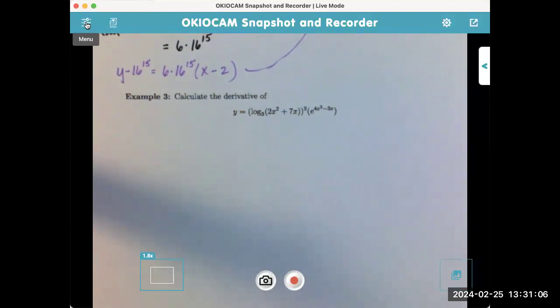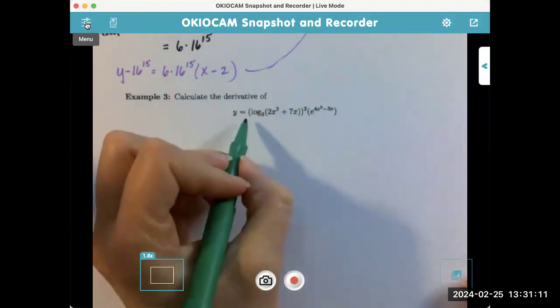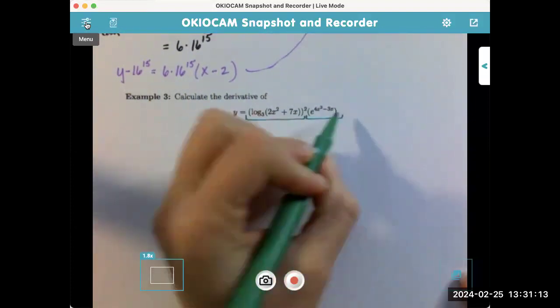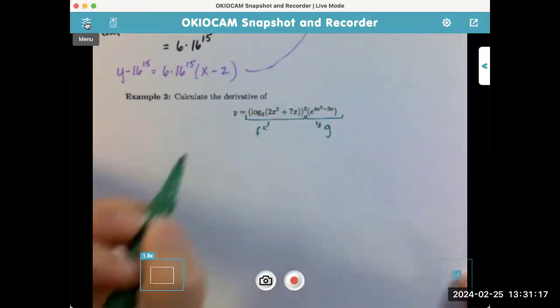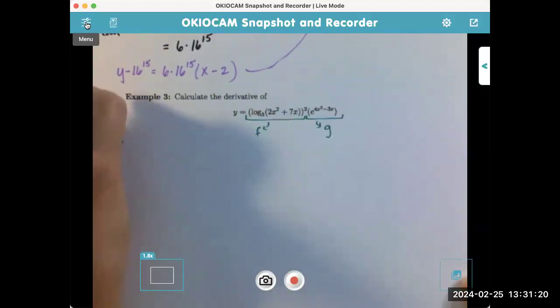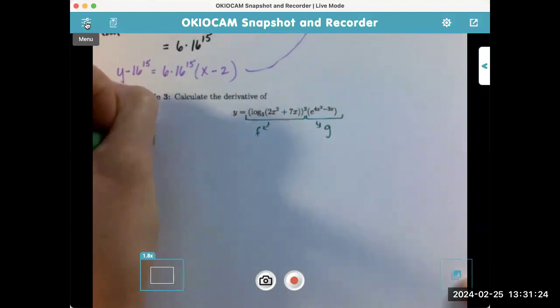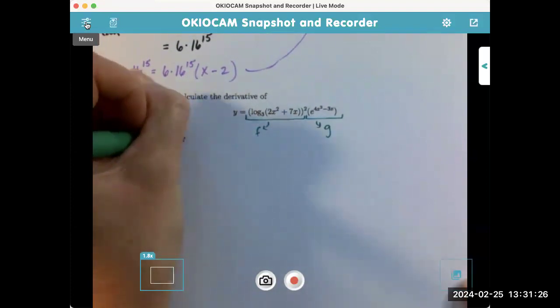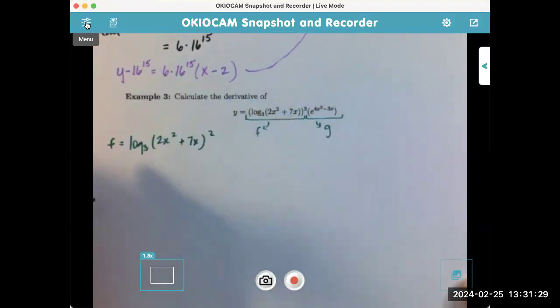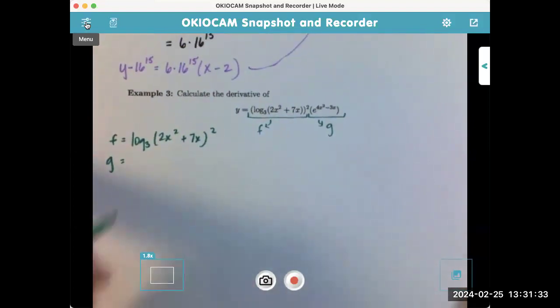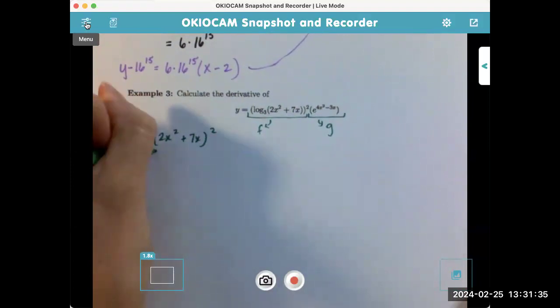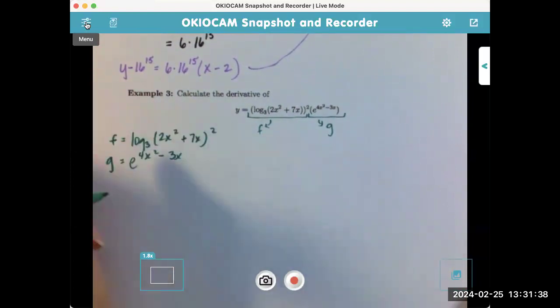So first we need to recognize that this is a product rule, right? We have this thing times this thing. So let's just call this our f and this our g. So f, this is crazy, craziness. Log base 3 of 2x squared plus 7x quantity squared. G is e to the 4x squared minus 3x.